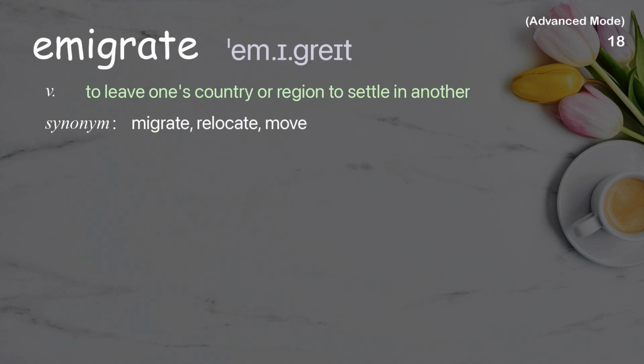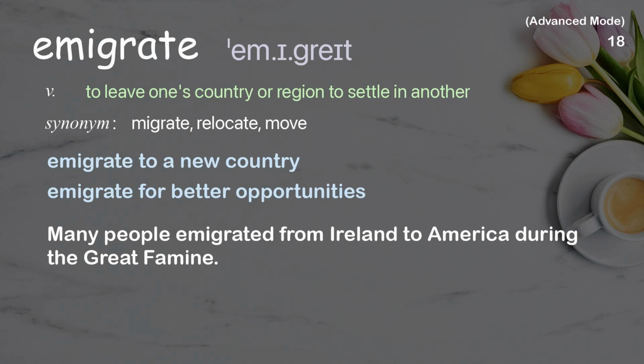Emigrate. To leave one's country or region to settle in another. Examples: Emigrate to a new country. Emigrate for better opportunities. Many people emigrated from Ireland to America during the Great Famine.